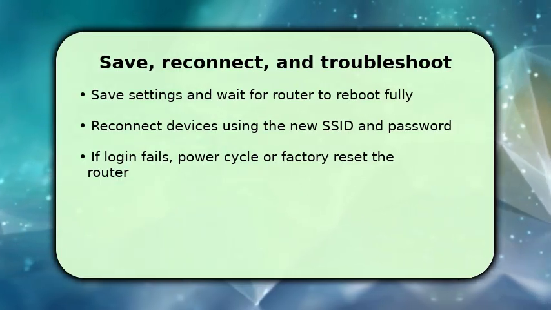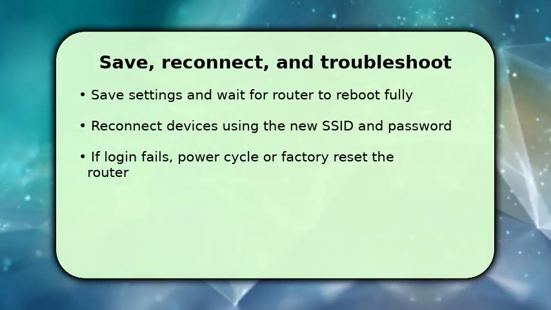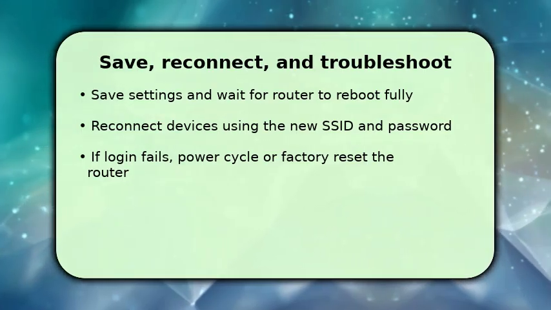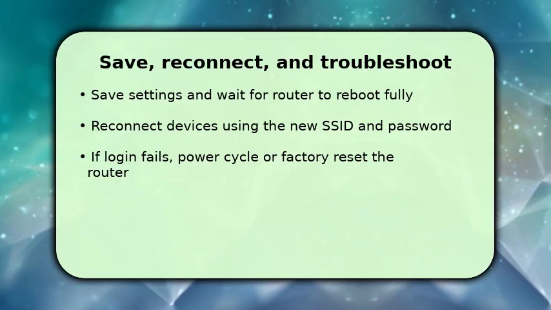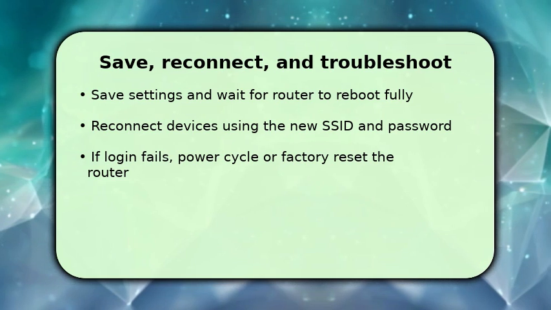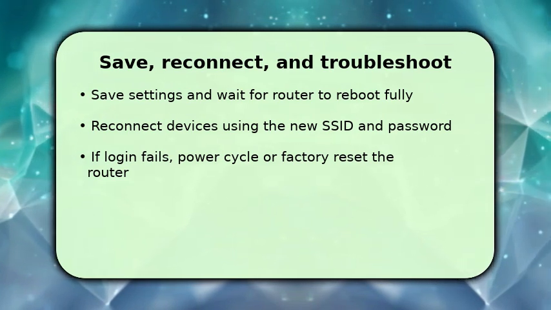If you cannot access the admin page or the router won't accept the password, power cycle the router and try again. If problems persist, perform a factory reset and reconfigure. This clears custom settings, but resolves misconfigurations in most cases.